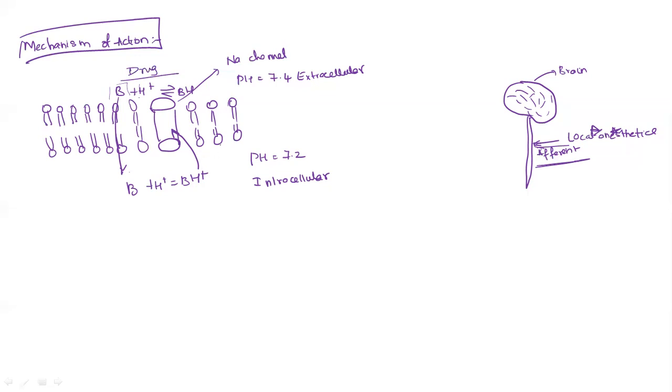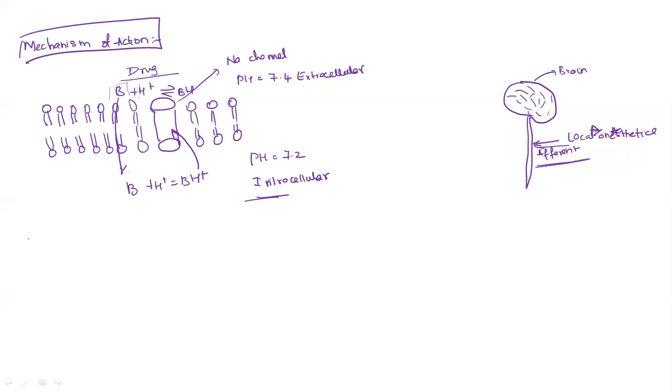So let me just give you a quick review. Due to their distinct chemical properties, LA are able to pass through the neuronal membrane and bind to the specific receptor and block the sodium influx. And LA are weak bases, so only non-charged or non-protonated ions can pass the membrane. Inside the cell, the pH is acidic, so protonation occurs and only charged ions block sodium. This is very, very important.